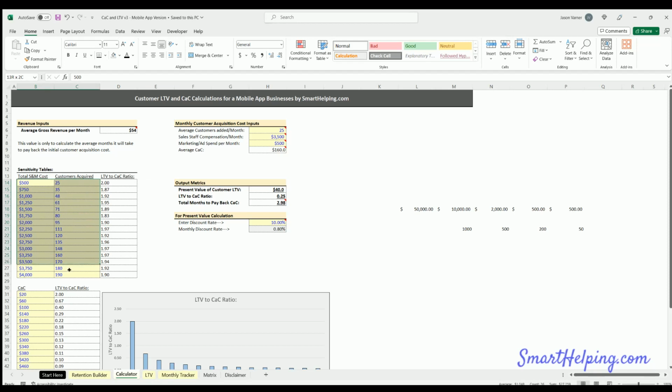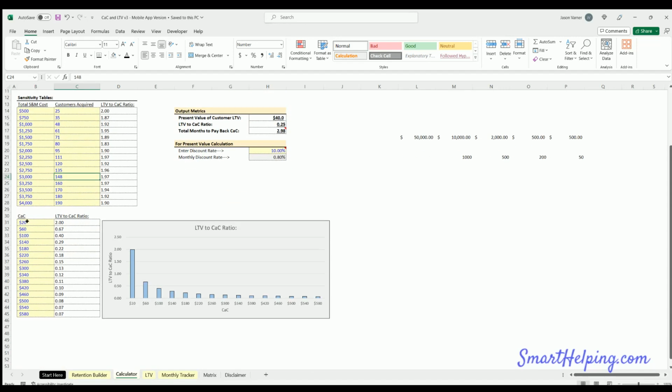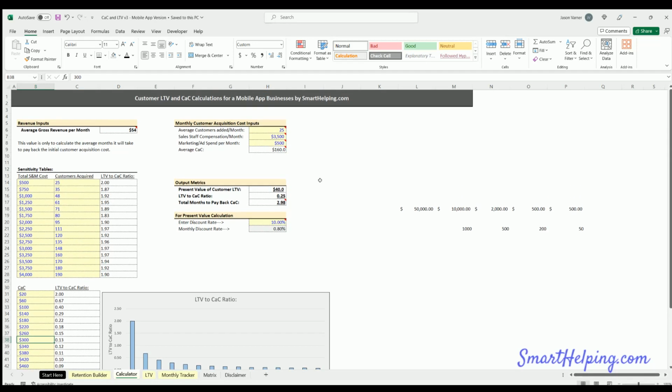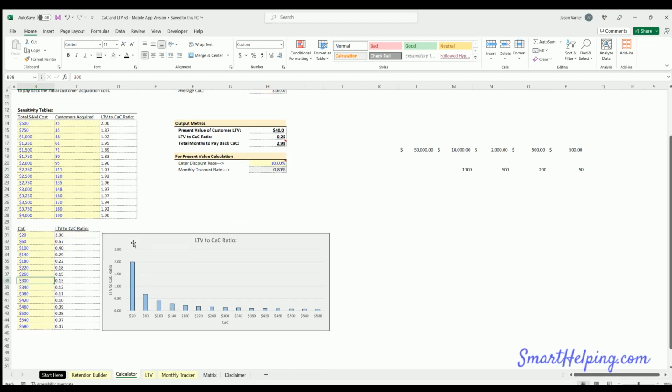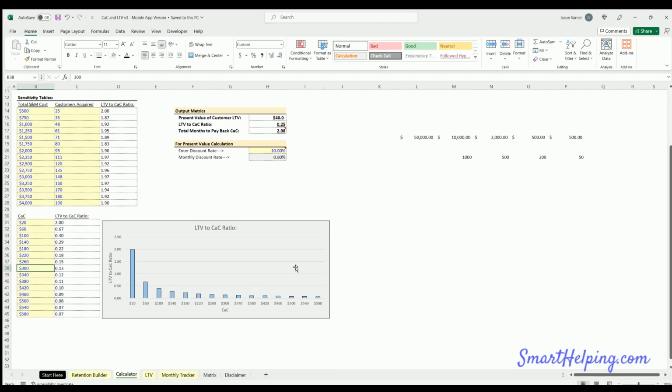I also put some sensitivities here so you can look at your total sales and marketing cost, which would be these two, and also the customers acquired. You can adjust these and then see what the LTV to CAC ratio is based on these different scenarios, as well as just driving all the way down and putting in an expected customer acquisition cost, and then seeing what the LTV to CAC ratio is. And again, these numbers are all based on the present value here of the customer LTV, and then a chart that shows this. So in this case, you do not want to be below 1.